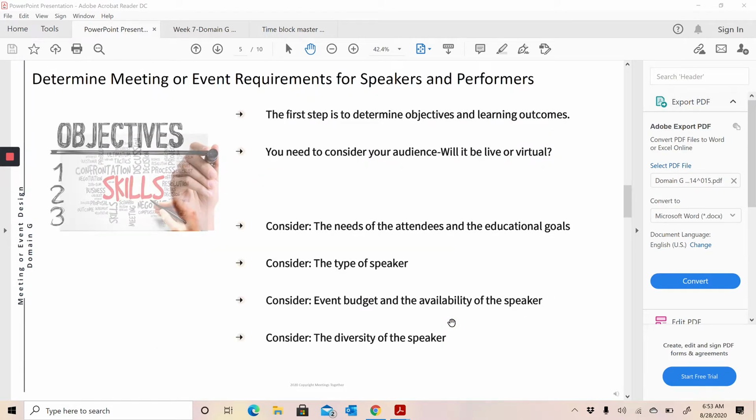Moving on to skill 15, talking all about speakers. So determine meeting or event requirements for speakers and performers. The first step, we always want to remember, what is the first step? The first step is to determine objectives and learning outcomes. So you want to determine what type of speaker is going to get you the best results for your attendees. So you always want to consider the needs of the attendees. You want to consider your audience.